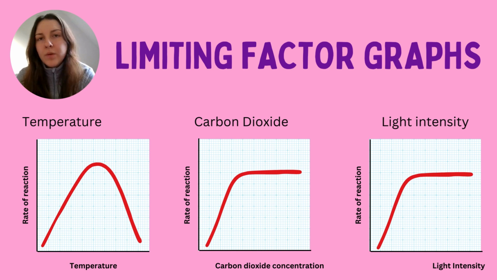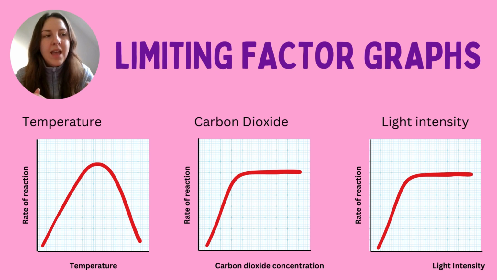So that's what's going on with that graph. In terms of the carbon dioxide concentration graph, we need to look at it in a different way. So again, as the concentration of carbon dioxide increases, the rate of reaction increases too. And this happens at a point where there is a plateau. So the plateau indicates that the rate of reaction is just going to maintain the same.